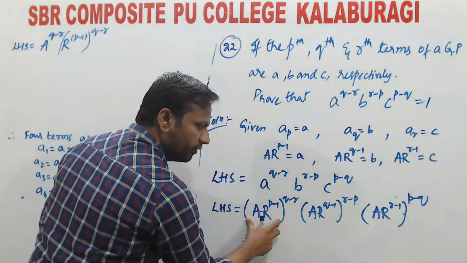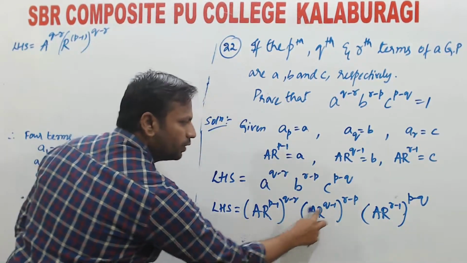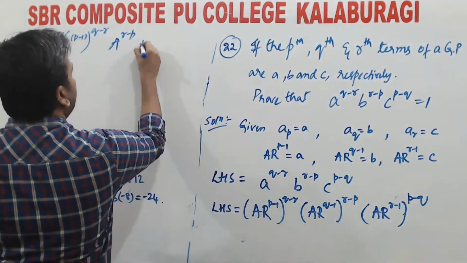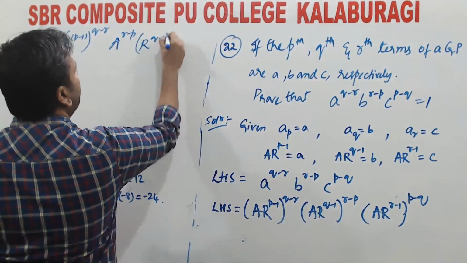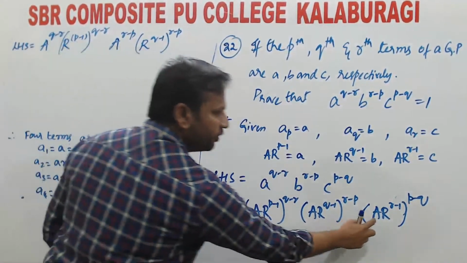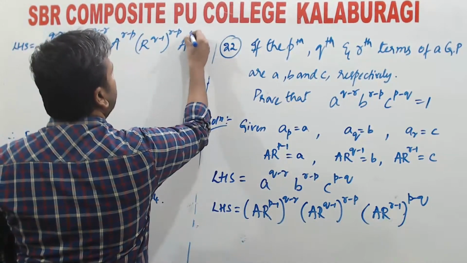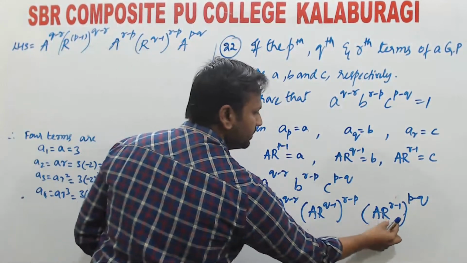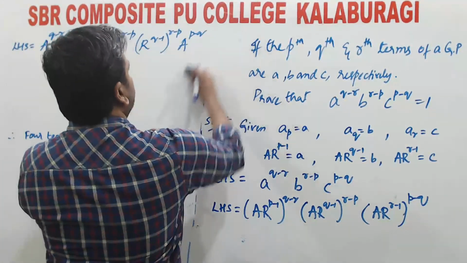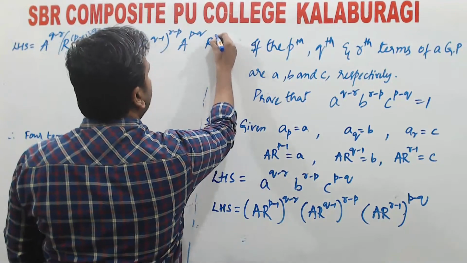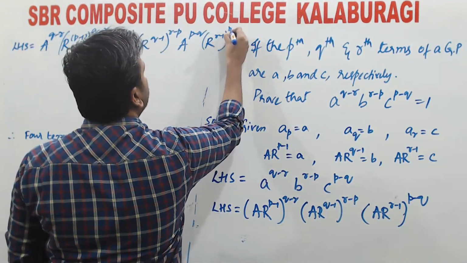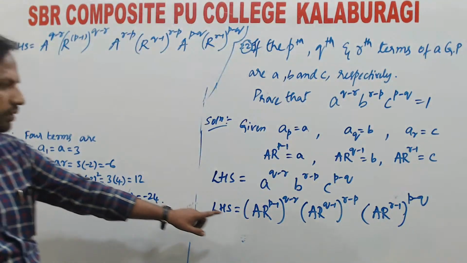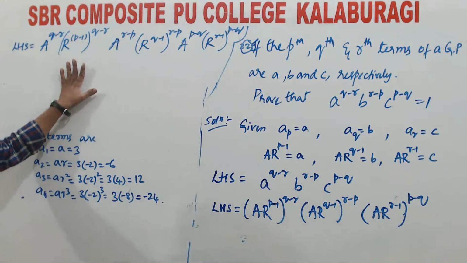Same thing, in the same sense, what we have done for this one, same thing we have to do. A^(R-P) and next R^(Q-1) to the power of R-P. Similarly for this also, A^(P-Q), since (AB)^n means A^n B^n, and next R^(R-1) to the power of P-Q. Got it? So I have applied the laws of indices property like this here.